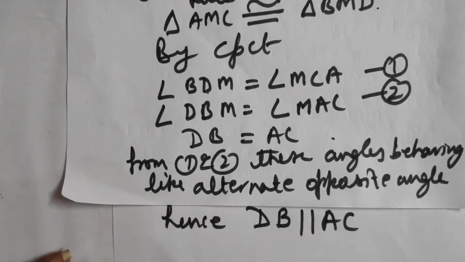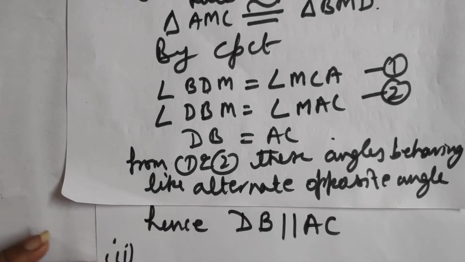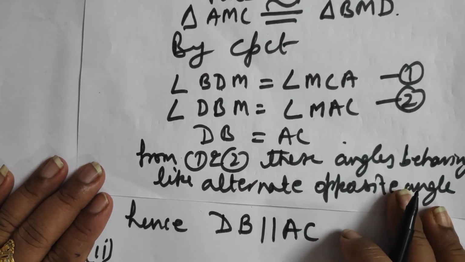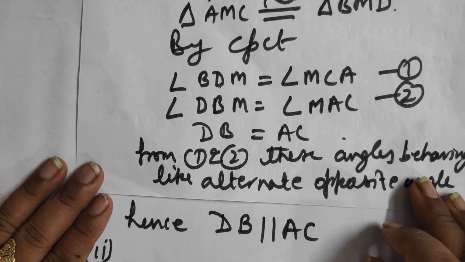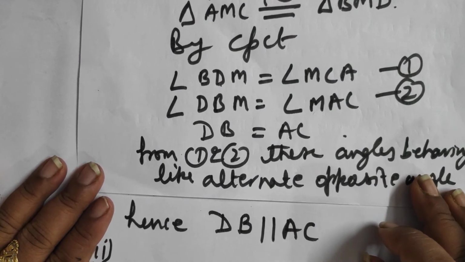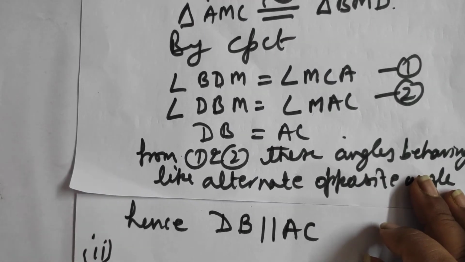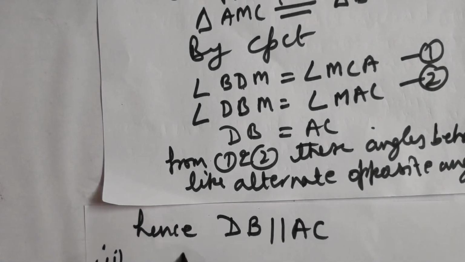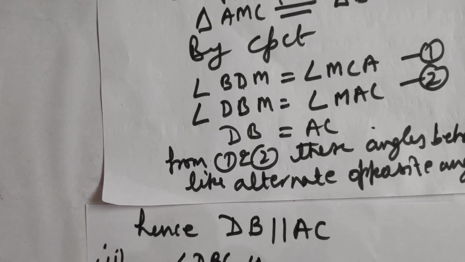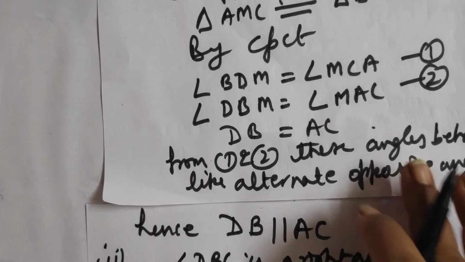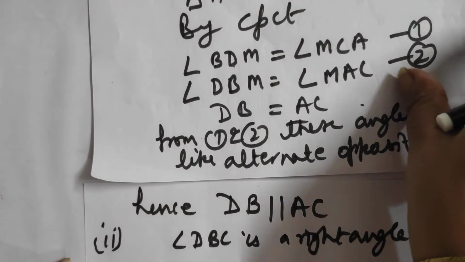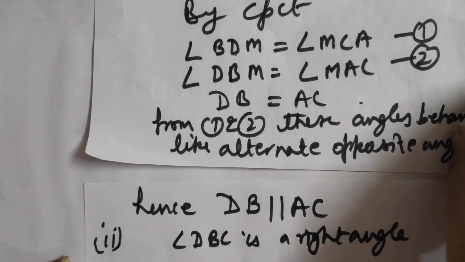Now come to the second part. You people must be thinking why we are finding these things. Let's see. These all 4 points are going to help in proving the next 3 points. Second one, we need to prove angle DBC is a right angle. Now as we can see, DB is parallel to AC and angle DBC is a right angle, that we need to prove.